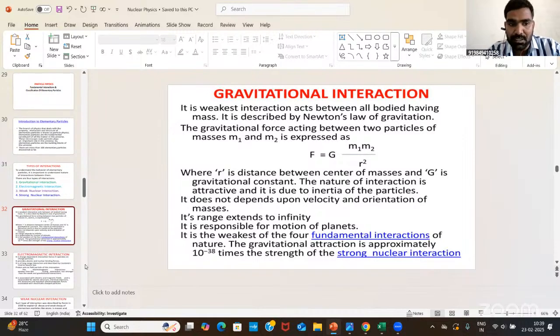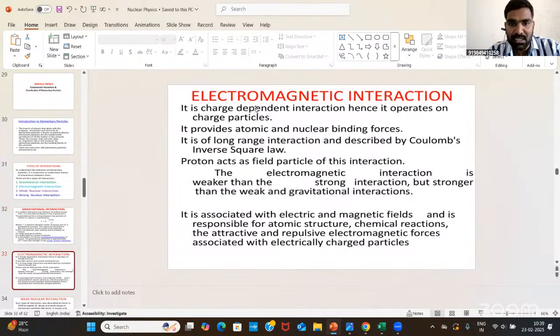So if you go further, the next one is electromagnetic interaction. We have gravitational interaction, electromagnetic interaction, weak interaction, and strong interaction, isn't it? So the second one is electromagnetic interaction. How it occurs, where it occurs, let us see.